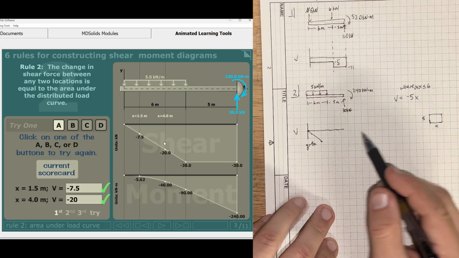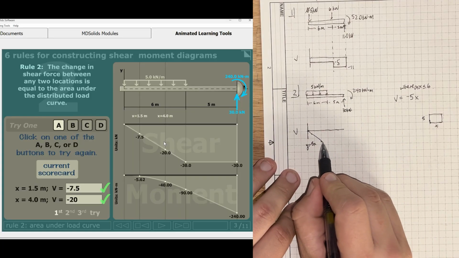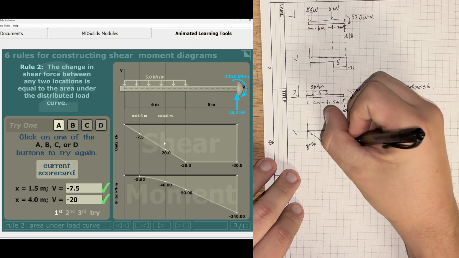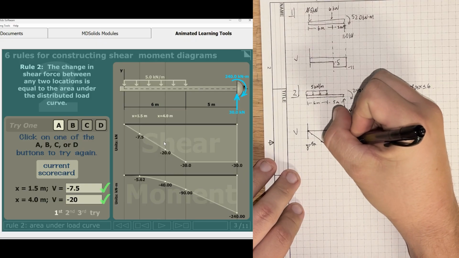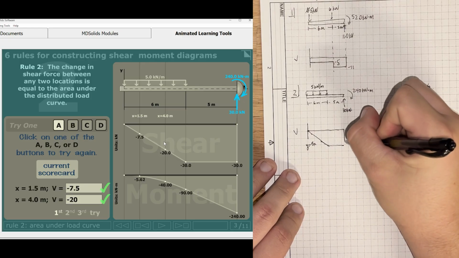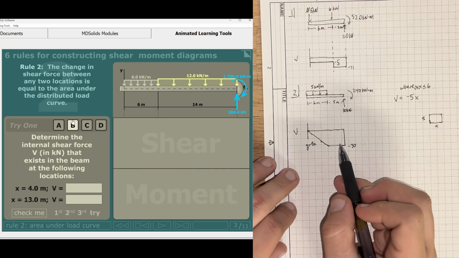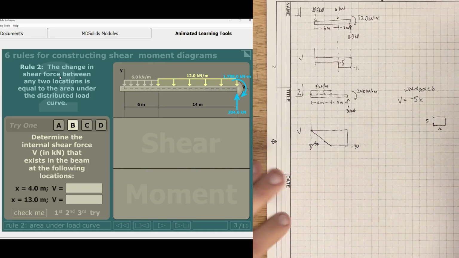But anyways, because there's no uniformly distributed load applied here, this is going to end at about negative 30. It's going to continue here, and then we go up that positive 30. So this is negative 30 here is what that centers out at. But anyways, that's what that shear force diagram looks like. So we can go ahead and continue with these.